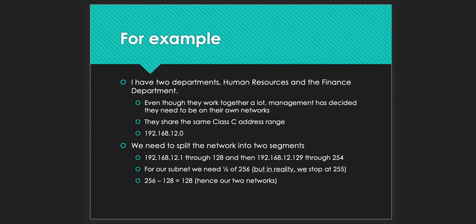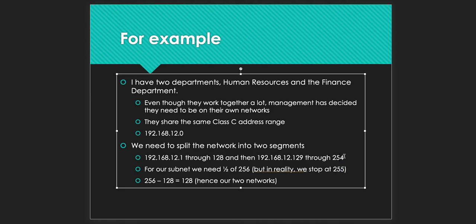So they share the same Class C range, and we can just split it, right? We can split that into two segments, 192.168.12.1 through 128. So remember, we just need half of that. So for our network, it would be 192.168.12.129 through 254, and then 0 through 128, right? In reality, remember, we stop here at 255, but I need a broadcast address, right?